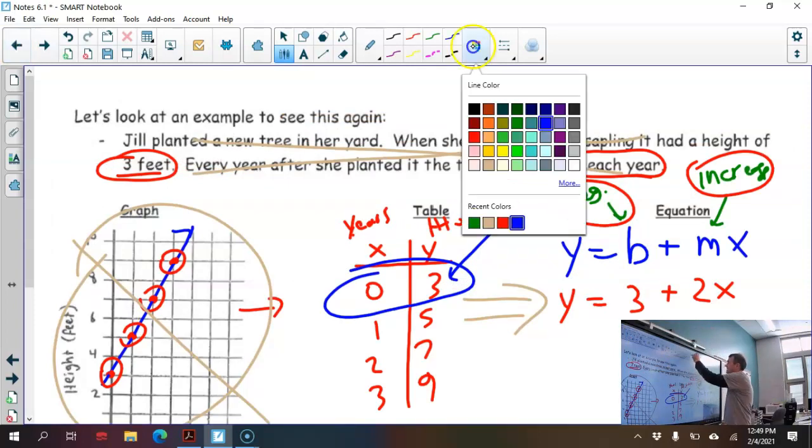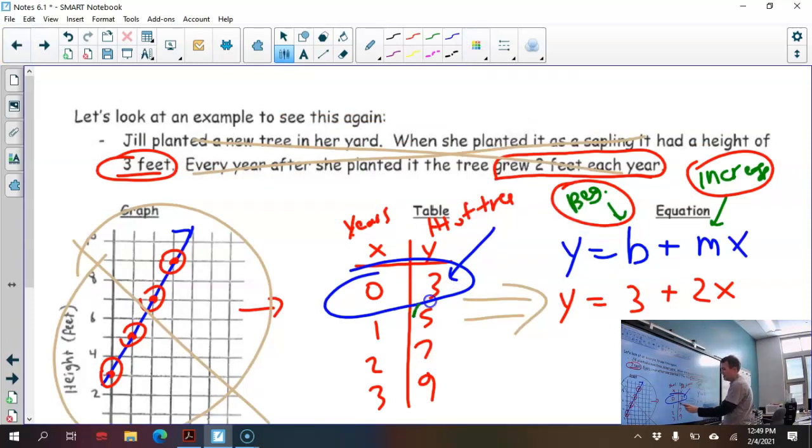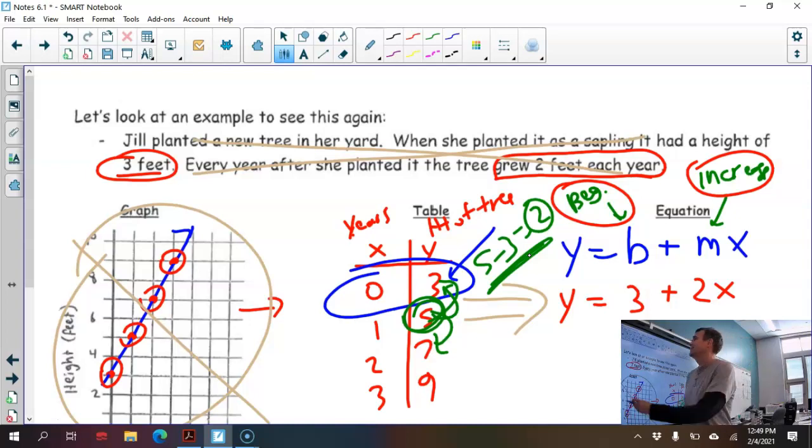For example, back here, if I take any y value and I subtract the previous y value, 5 minus 3, I get the amount of increase each time. It's going up by 2 each time. Usually you can just look at the table and say 3 to 5, oh, it went up 2. 5 to 7, it went up 2. But technically, this is what you're doing. You would subtract to find it, right?